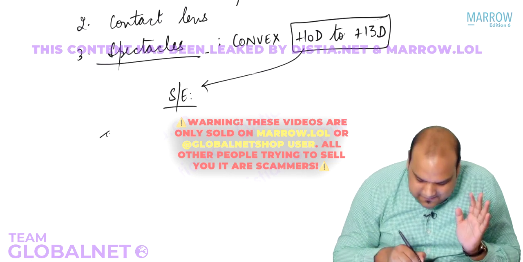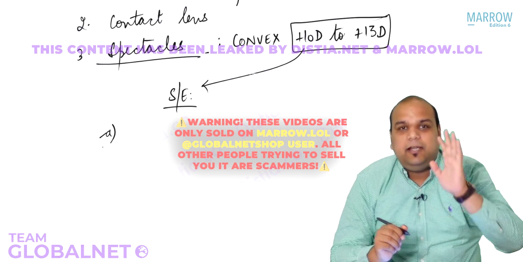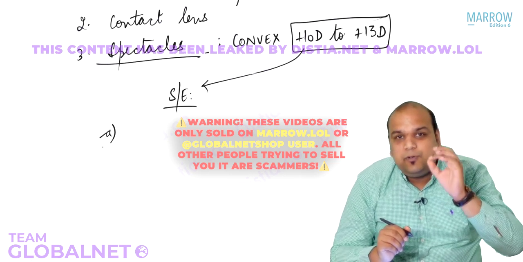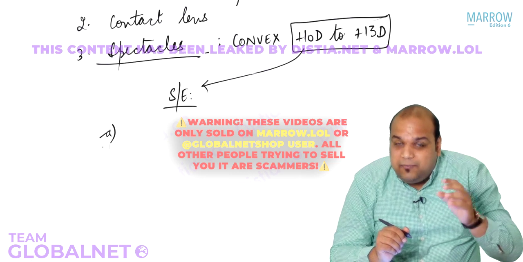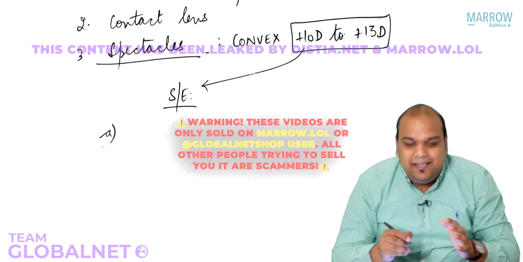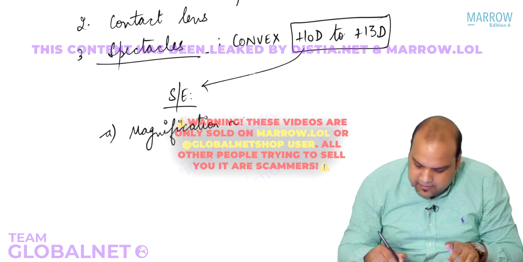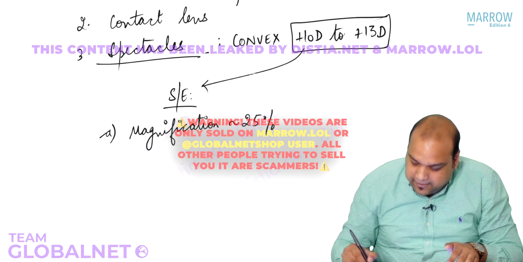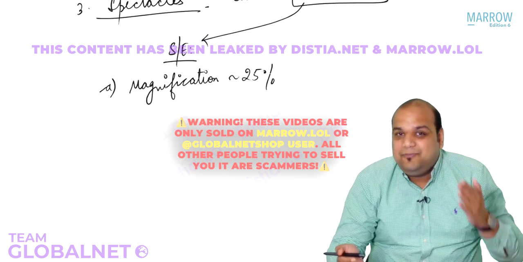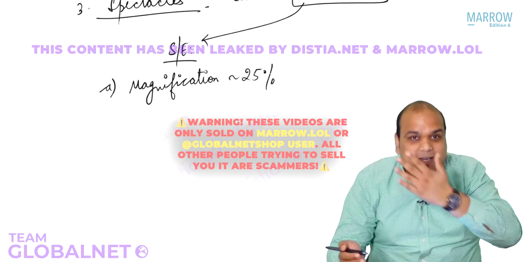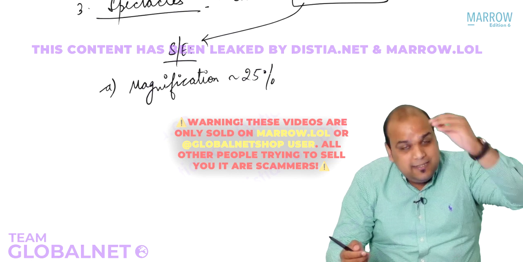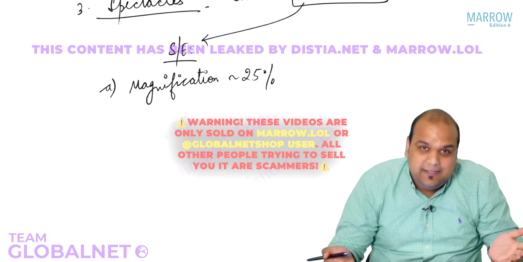So, side effects of a high powered spectacle. Very simple, guys. As already explained to you a little while back, 1 diopter is equal to 2% magnification. So if I'm wearing a 10 diopter or a 13 diopter spectacle, I will have the trouble of magnification reaching around 25%. One eye 25% magnification, other eye normal. Again, I will land up with diplopia, just like in anisometropia. I hope you understand this.